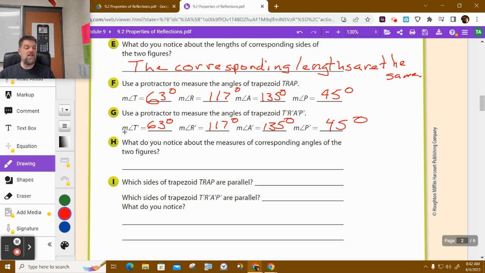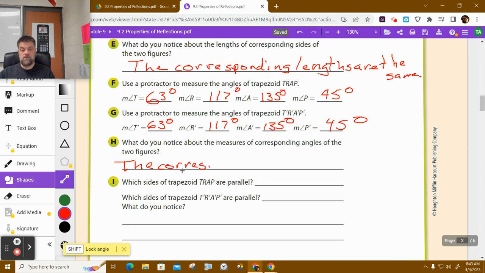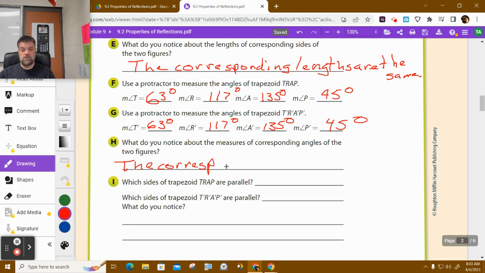So now what does that tell us about these trapezoids? Yeah, so what we're going to do is we're going to say the corresponding angles are the same. You guys quit tapping those, it's annoying.